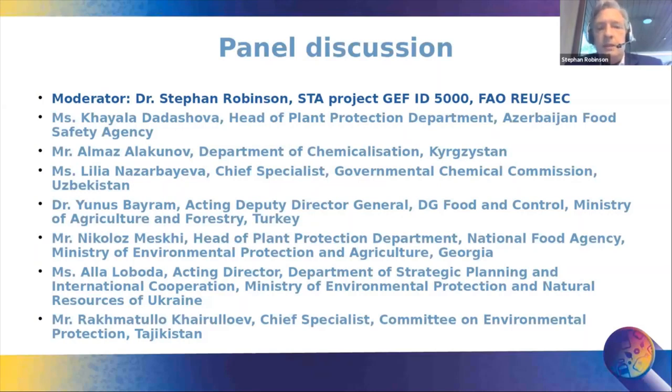Dr. Yunus Bayram, who is the acting deputy director general of the Department of Food and Control at the Ministry of Agriculture and Forestry of Turkey. Then Mr. Mikolo Meschi, who is the head of the Plant Protection Department of the National Food Agency of Georgia. And finally, we should have Mr. Rahmatullo Khairuloev, who is a chief specialist at the Committee on Environmental Protection in Tajikistan. Unfortunately, he had to leave on very short notice for a field trip, so he is replaced by Mr. Umed Ulugov, who will provide the answers on his behalf.